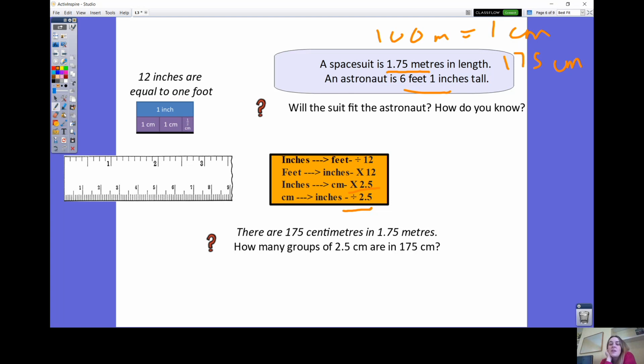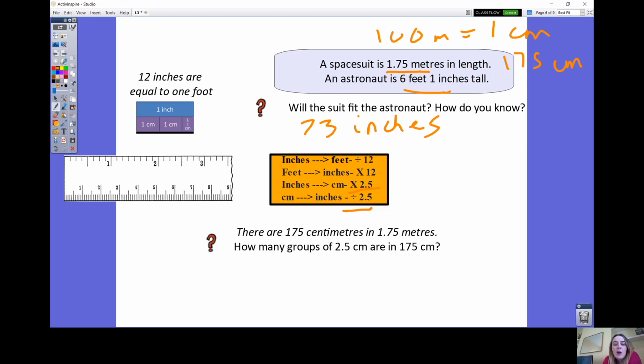Second step, I'm going to convert feet and inches. First of all, I'm going to convert it into inches. And then once I've converted into inches, I'm going to convert it into centimetres. And then I'm going to compare the length of the spacesuit with the astronaut. So 6 feet 1 inch, because I know there are 12 inches in 1 foot, 12, 24, 36, 48, 60, 72 inches. 6 feet is equal to 72 inches. And then add 1 inch left over is equal to 73 inches. So an astronaut is equal to 73 inches.